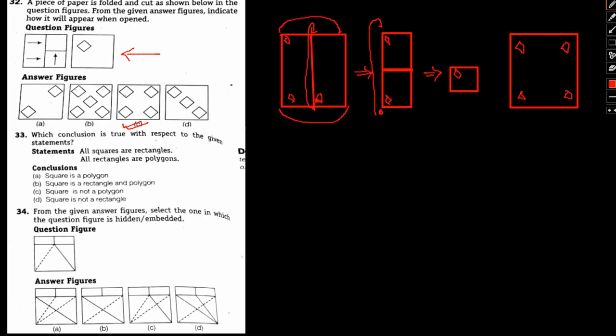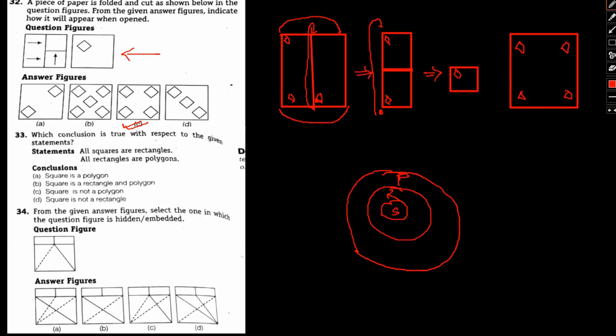Which of the following conclusions is true with respect to the given statements? All squares are rectangles, and all rectangles are polygons. Okay, now let's take a look. Which of the following is true with respect to the given statements? All squares are polygons. So yes, a square is a polygon.